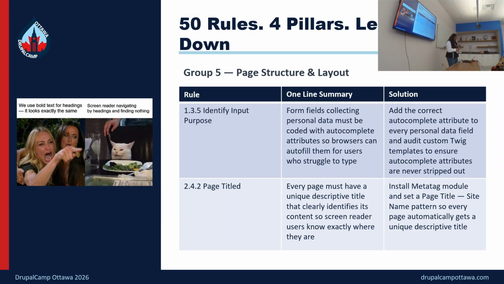Moving on to the next one, that is 2.4.2, page title. Every page must have a unique descriptive title that clearly identifies it from its content, so the screen reader knows where they are exactly and what the purpose of the page is. I guess in Drupal we have the Metatag module that just takes care of it, and we just need to set a pattern properly for the title so that every page can automatically have a descriptive title.